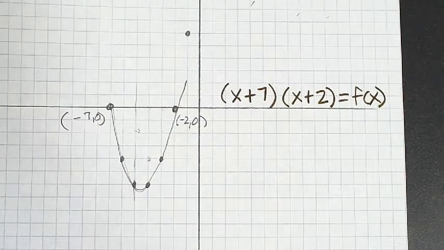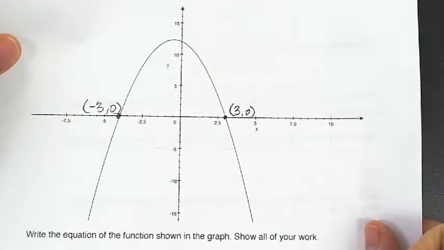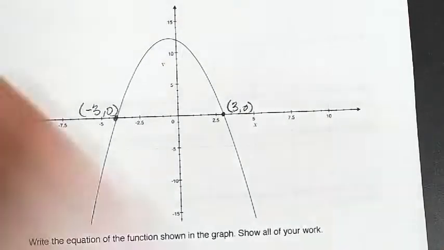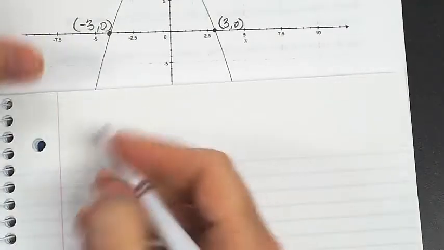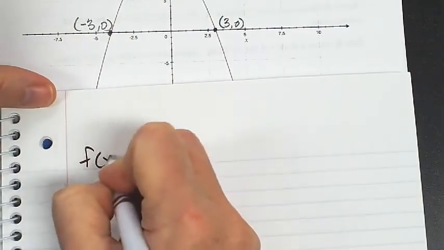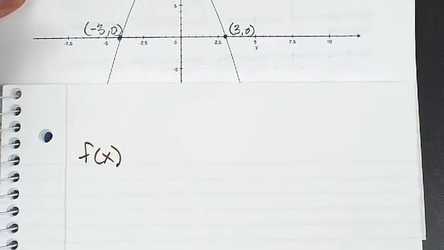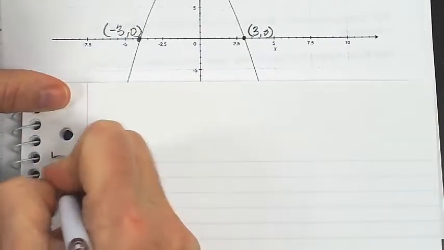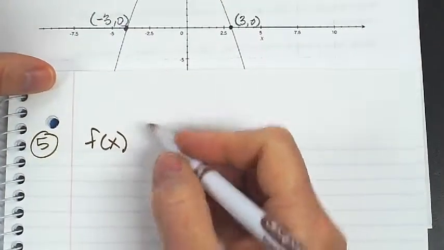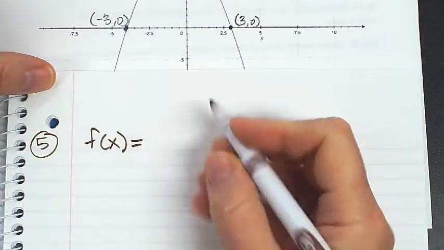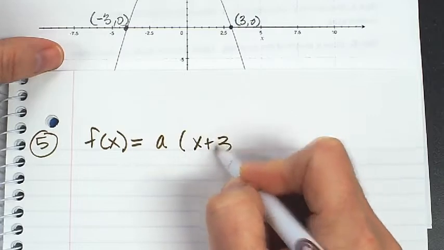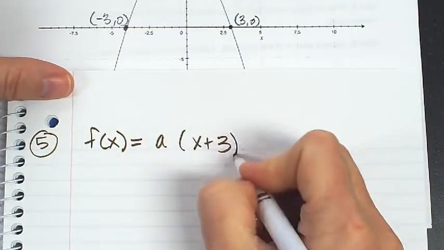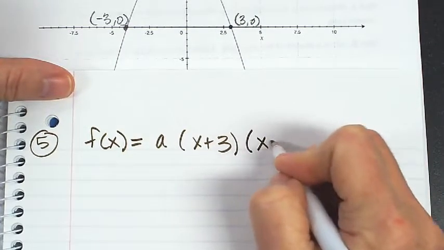Okay, number 5 is basically the same thing. You're just given the graph. Now this one's going to have an additional step, which I probably should have done on the last one, but I'm rushing to get this video done. Okay, so for this one, we're going to put a times x plus 3 and then x minus 3.